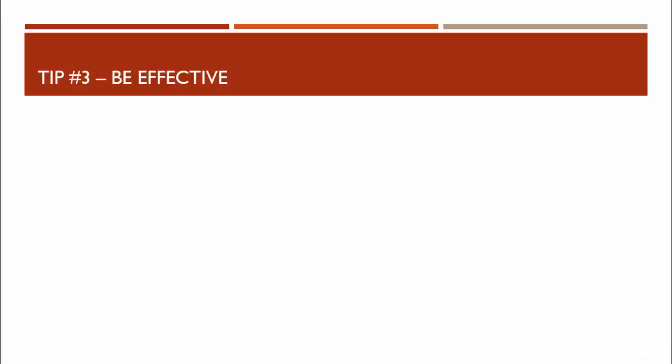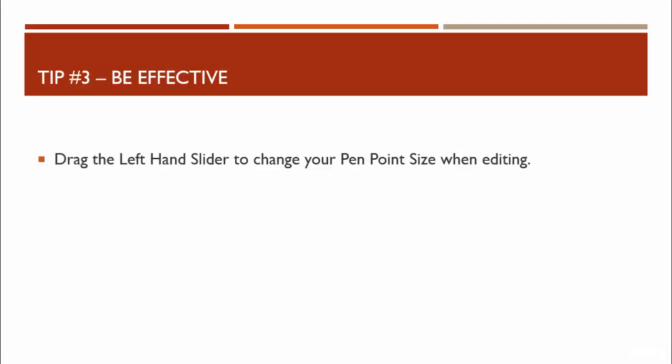Now, tip number 3, be effective. You have some tools that Instagram integrated in this new service of stories, when you are editing your story, your photos, your videos, that can help you be more effective and not just walk around the app or the new service not knowing what to do. So first of all, you'll see that when you edit your photo or your video, you have a left-hand slider that's created so you can change your pen point size when you are editing, and it can be very helpful because you are changing the size very easily.